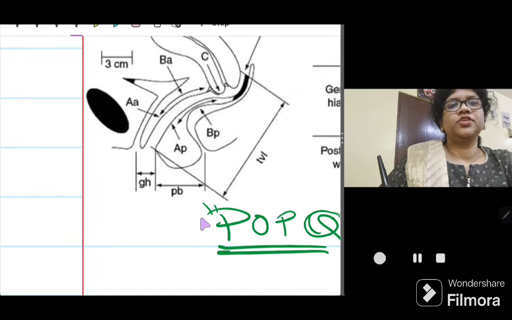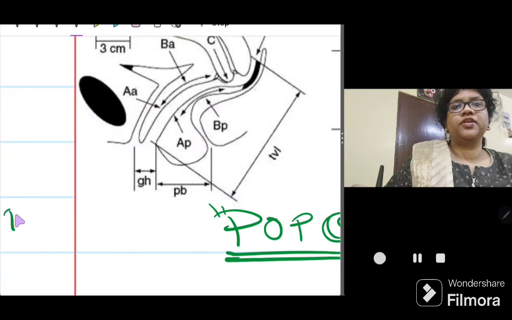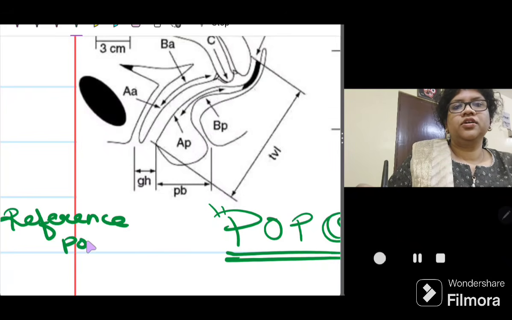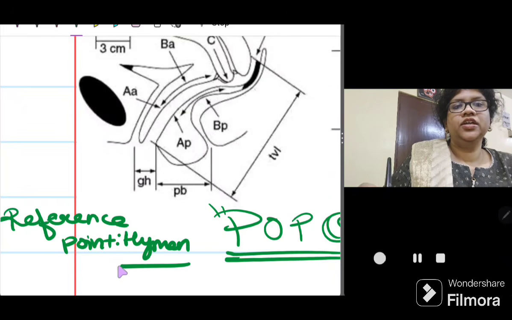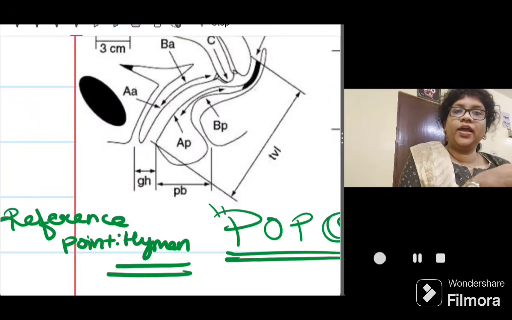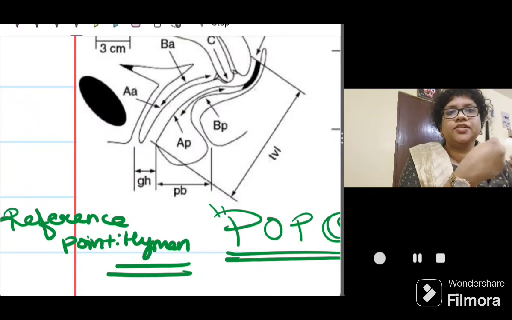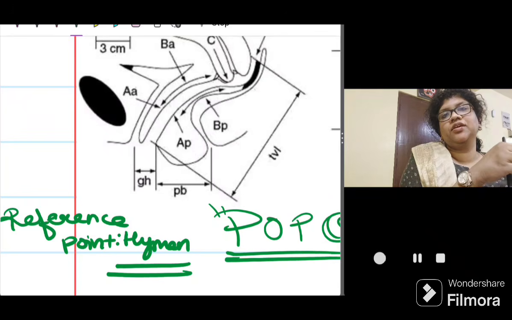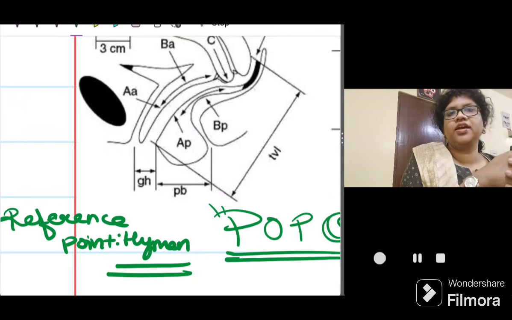sites. So the first thing that you need to understand is what the reference point here is. The reference point in case of POPQ is the hymen. This is the first important thing that you need to remember. Why hymen? Because the hymenal tags are easy to identify, whereas the introitus is sometimes very subjective, and it may recede inside, so you may not find it exactly. So here they have made the reference point the hymen.